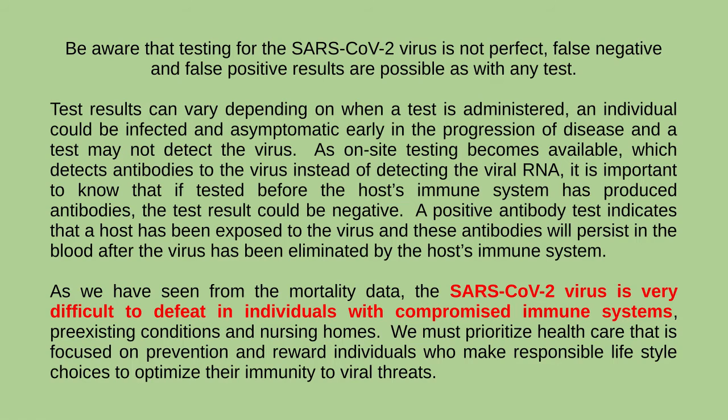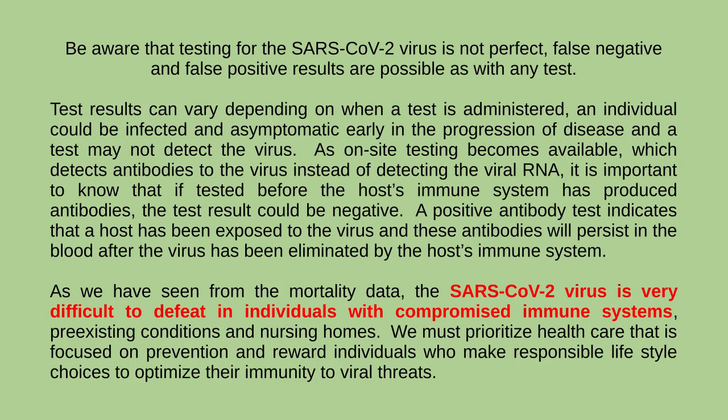An individual could be infected and asymptomatic early in the progression of disease, and a test may not detect the virus. As on-site testing becomes available, which detects antibodies to the virus instead of detecting the viral RNA, it is important to know that if tested before the host immune system has produced antibodies, the test result could be negative. A positive antibody test indicates that a host has been exposed to the virus, and these antibodies will persist in the blood after the virus has been eliminated by the host's immune system. As we have seen from the mortality data, the SARS-CoV-2 virus is very difficult to defeat in individuals with compromised immune systems, pre-existing conditions, and nursing homes.